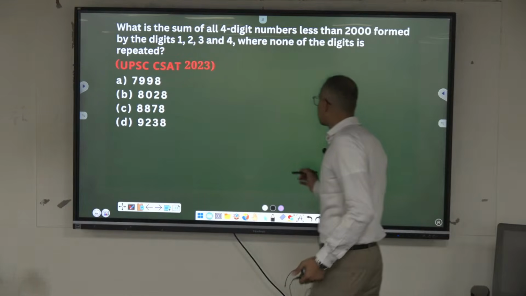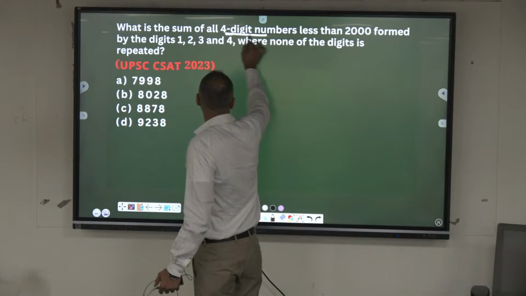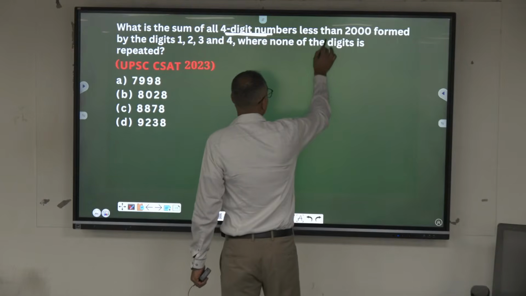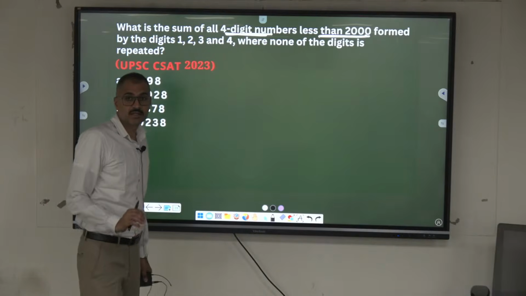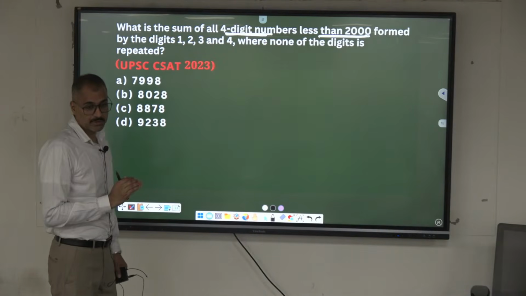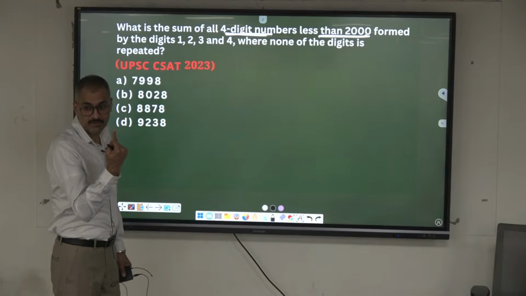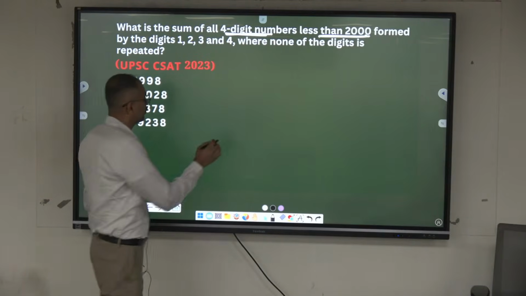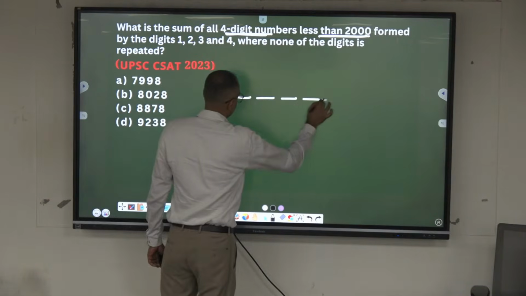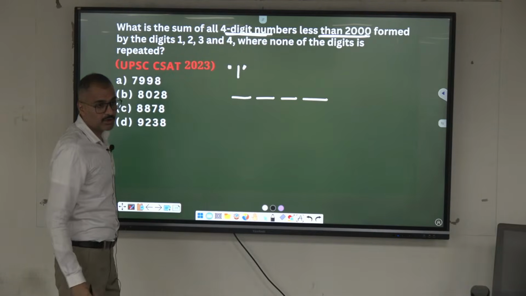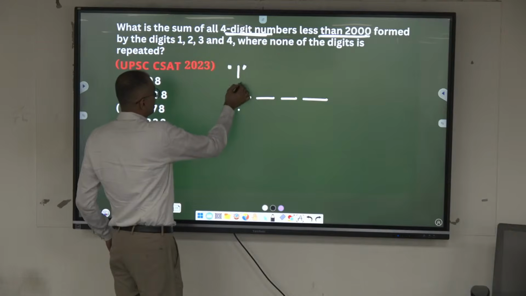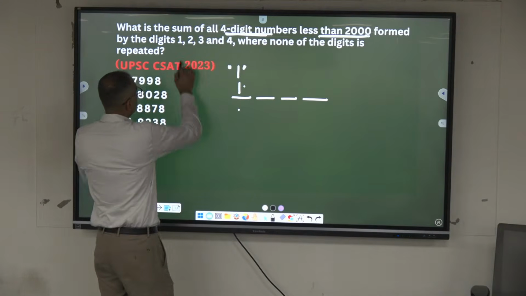He says what? Sum of 4-digit numbers less than 2000. 4-digit number starts from 1000. Less than 2000 means always the first digit has to start from 1. The first digit has to start from only 1. So for this position, how many choices are there? Only 1. He has given the digits 1, 2, 3, 4.